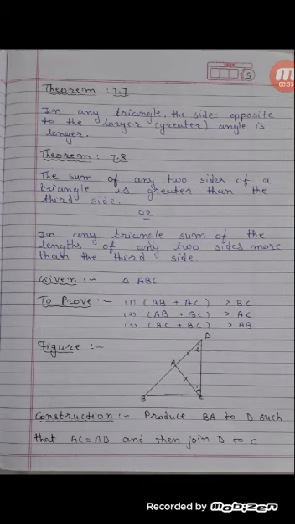Here given triangle ABC. To prove: one, AB plus AC is greater than BC. Second, AB plus BC is greater than AC. Third, AC plus BC is greater than AB. Here construction. We have to produce BA to D such that AC is equal to AD and then join D to C. Here you are given only triangle ABC and you have to construct the triangle ACD. So you have to write the construction compulsorily.